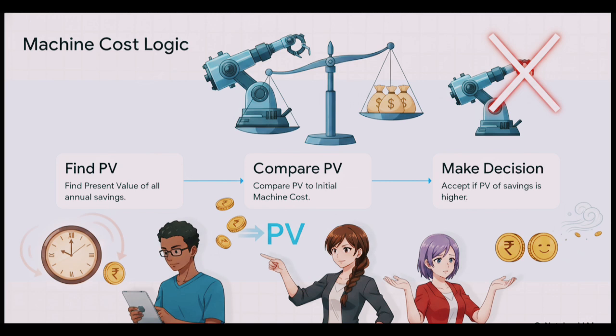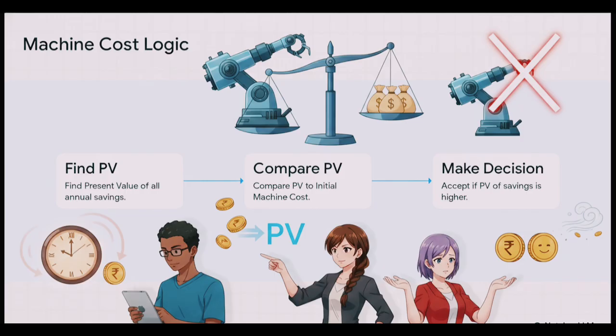Okay, step 1, find the present value of an annuity regular of 1,900 for 7 years at 10%. Using the PV formula, those savings equal about 9,250 rupees in today's money. Step 2, compare this present value to the machine's cost. The savings are 9,250, but the machine costs 10,000. Step 3, make the decision.